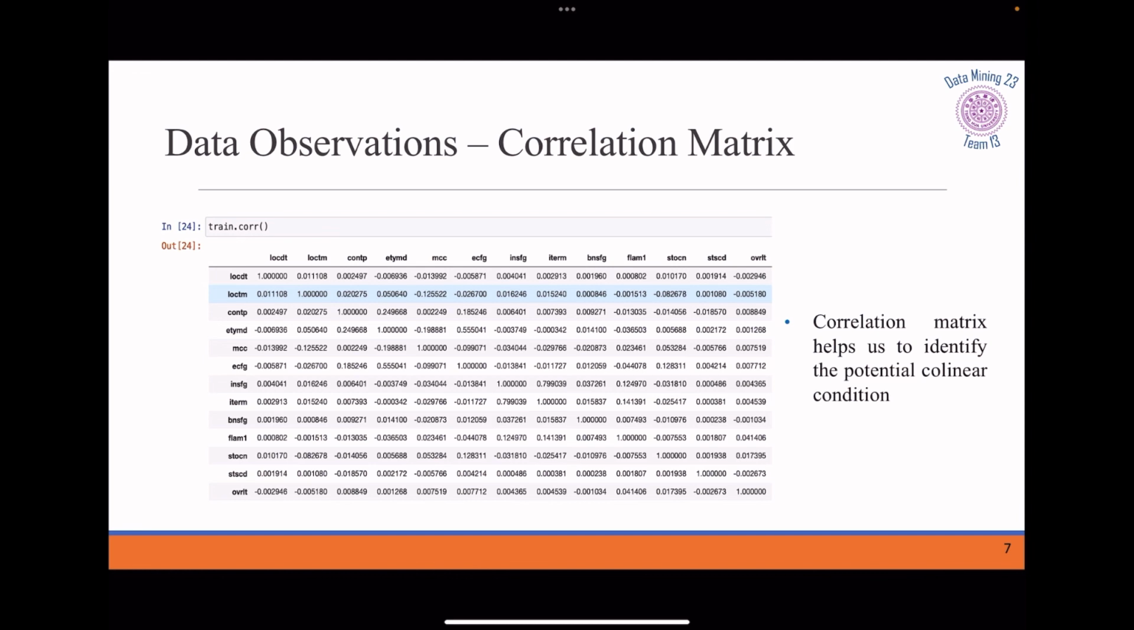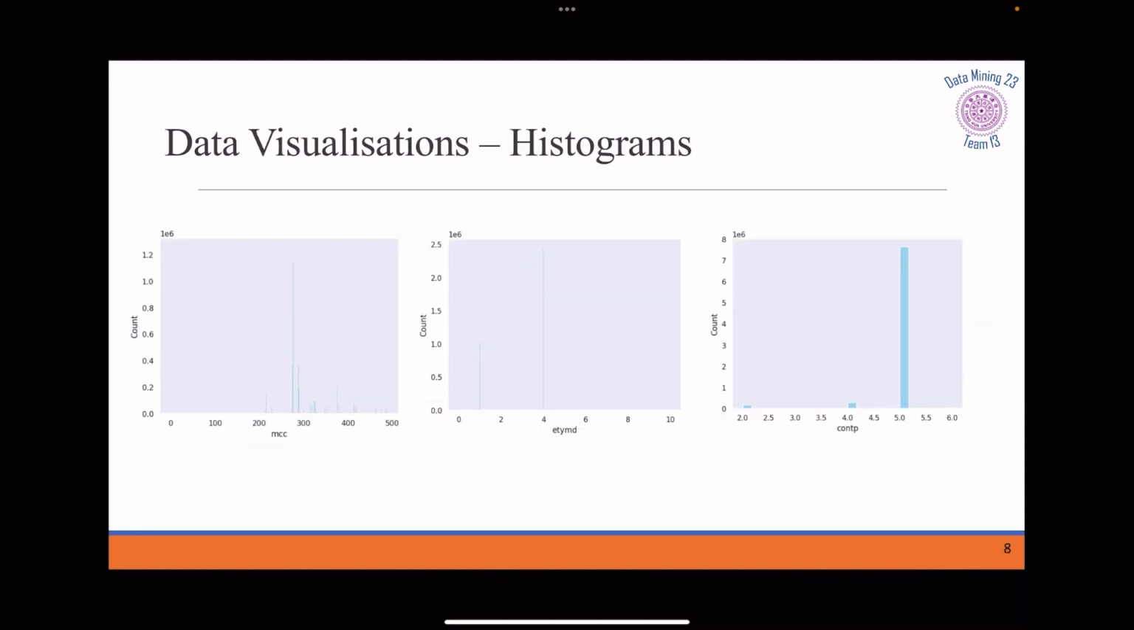Next, we also did some data observations. First, we ran the correlation matrix to help us identify potential collinear conditions. And we also plotted histograms of the respective columns to help us visualize the distribution of data more clearly.